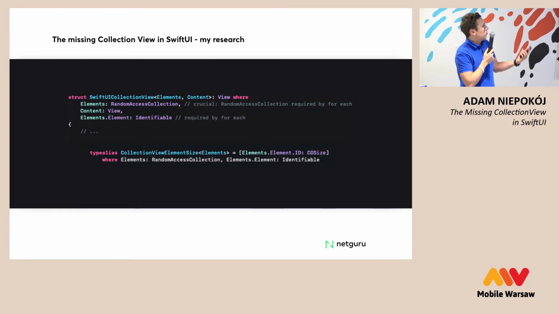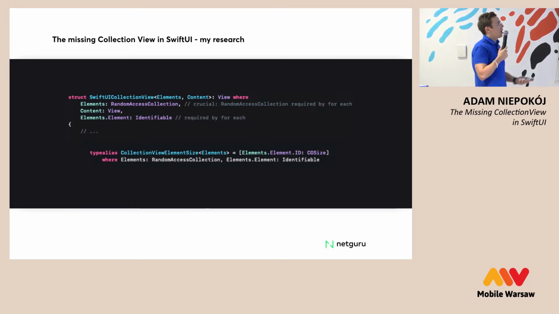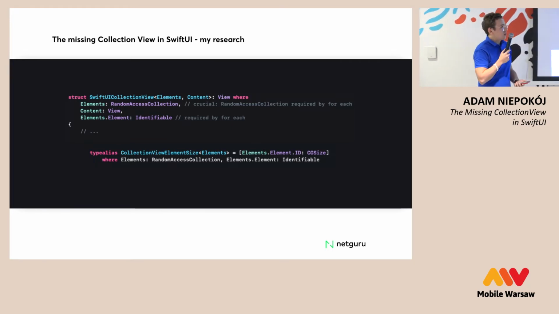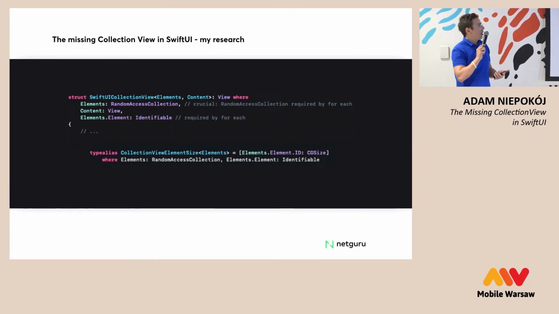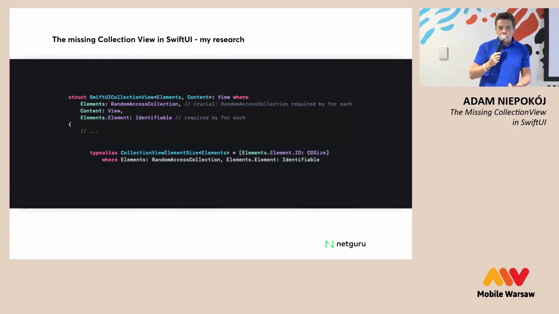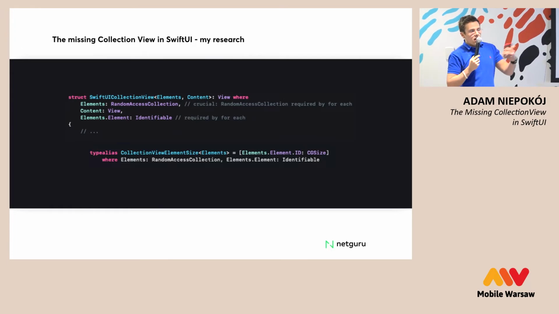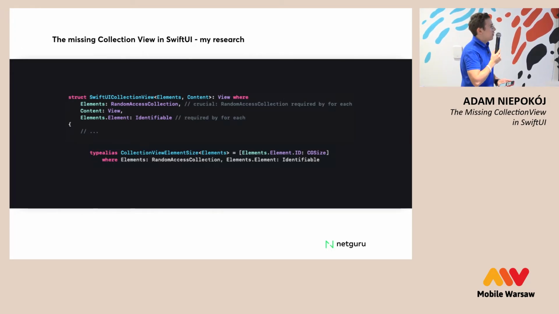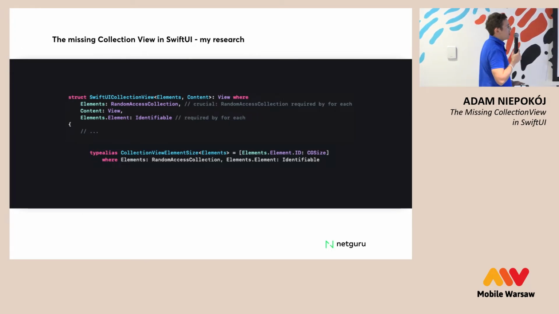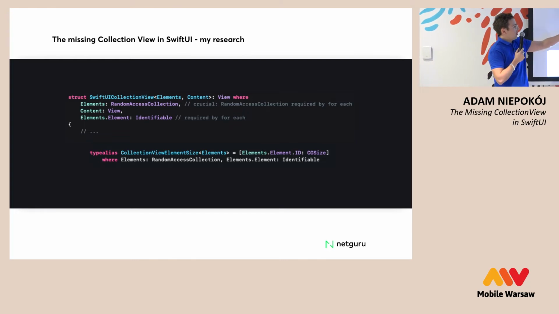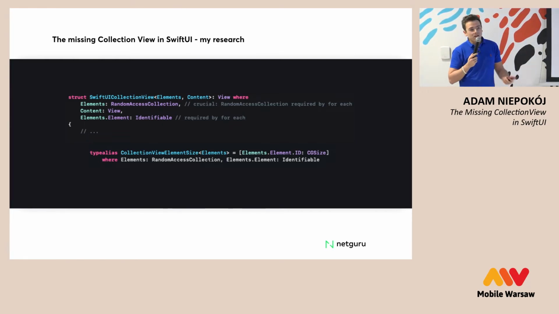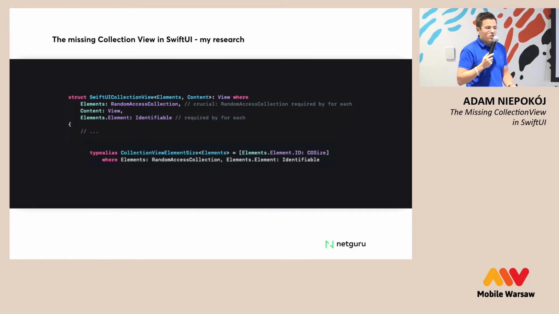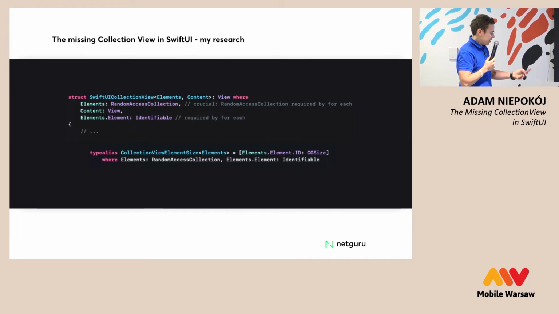They need to implement the view protocol, and in order to make it generic, I needed a random access collection. I needed some generic view, and I needed the elements of the random access collection to, of course, be identifiable so the loops can identify them. And further in the presentation, there will be a point where this massive type alias appears. It's basically a dictionary that represents the sizes of the collection elements.